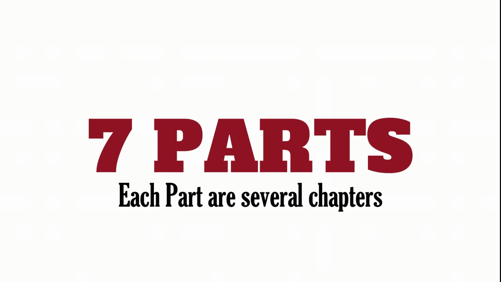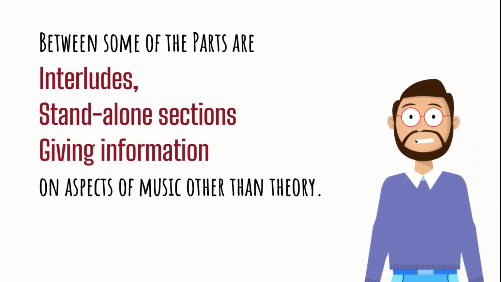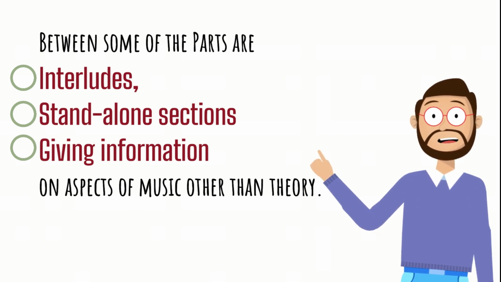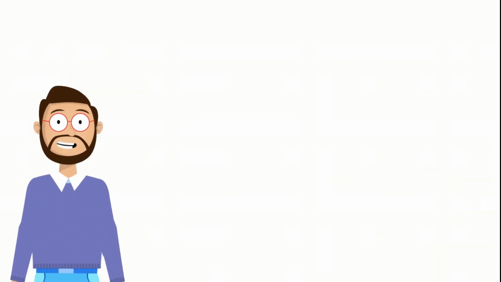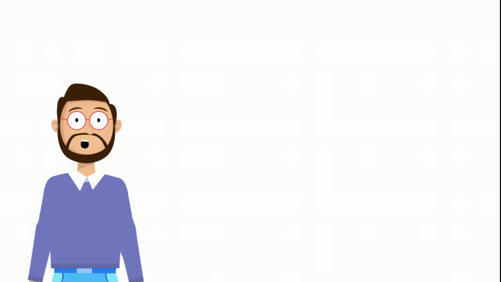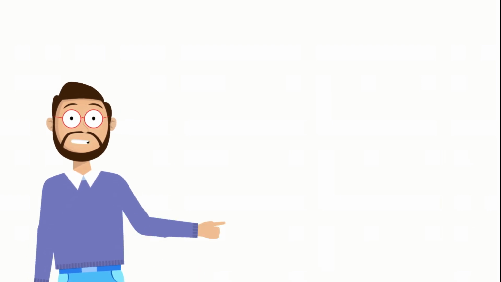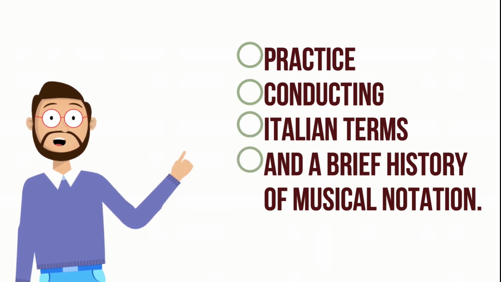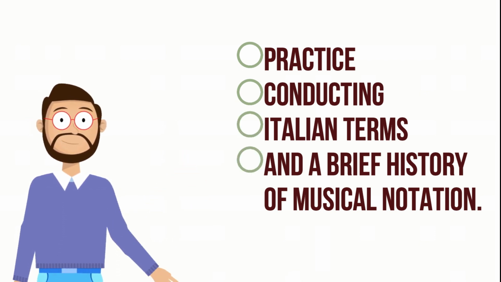In this course, we will divide our lesson in 7 parts, and in each part are several chapters. Between some of the parts are interludes, standalone sections giving information on aspects of music other than theory. The theory lessons are broken up by interludes every few chapters. These interludes cover things like practice, conducting, Italian terms, and a brief history of musical notation.